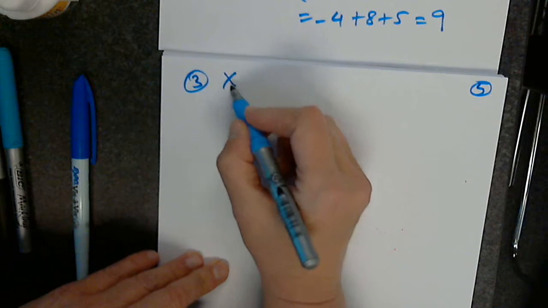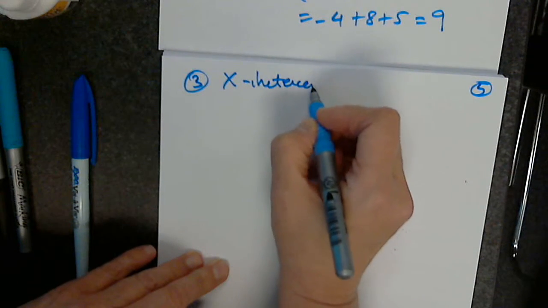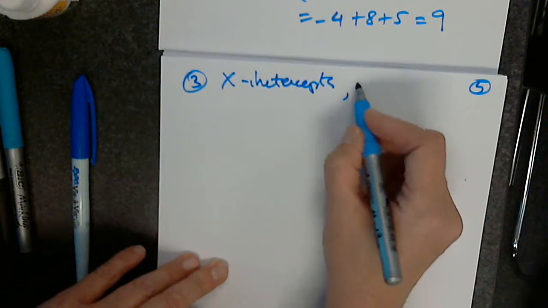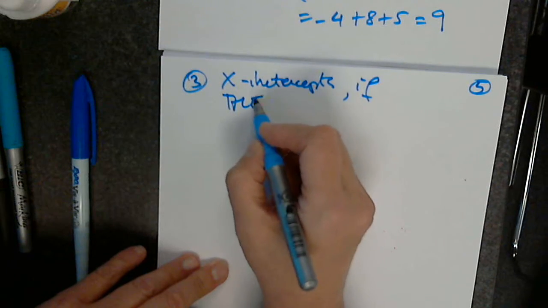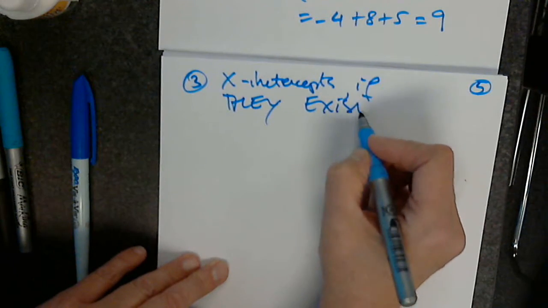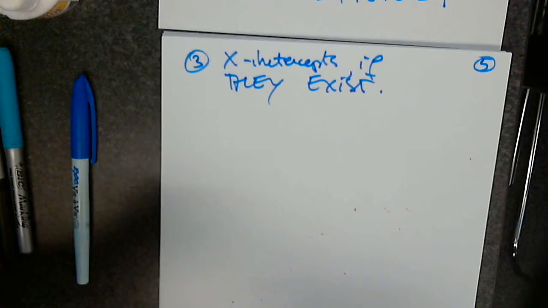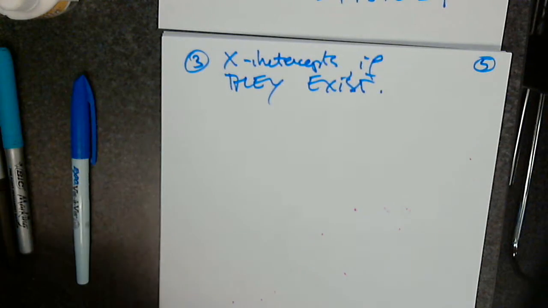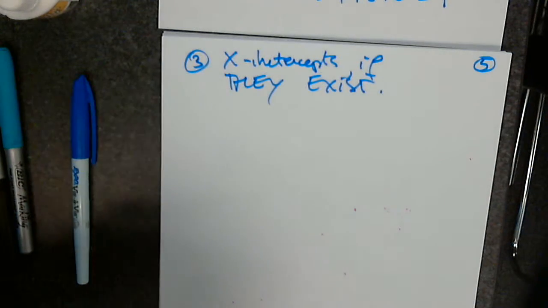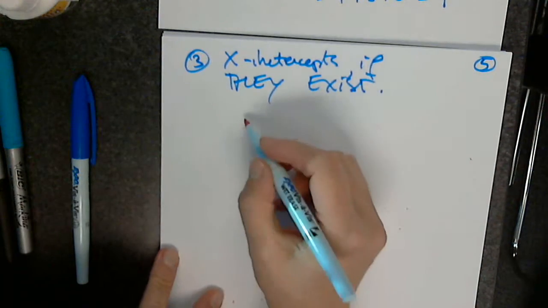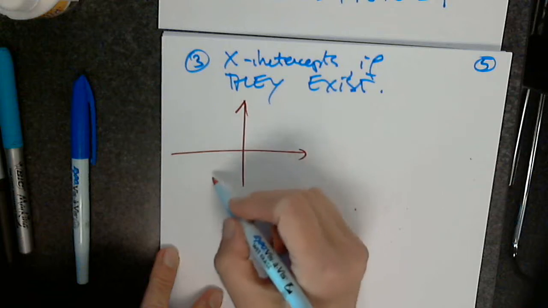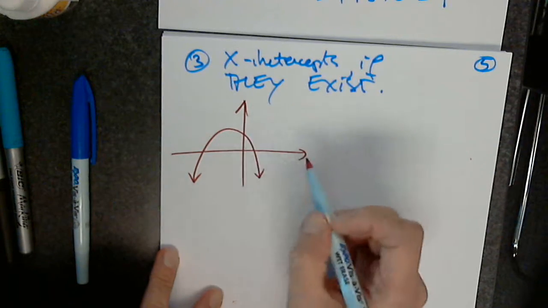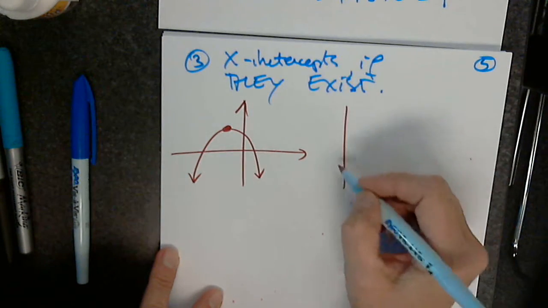Okay, now in step 3, I have to find the x intercepts. This is very important. If they exist. How is that possible? Well, since this function has a maximum, there are 3 possibilities for a maximum. Here's one. Here's the second one.